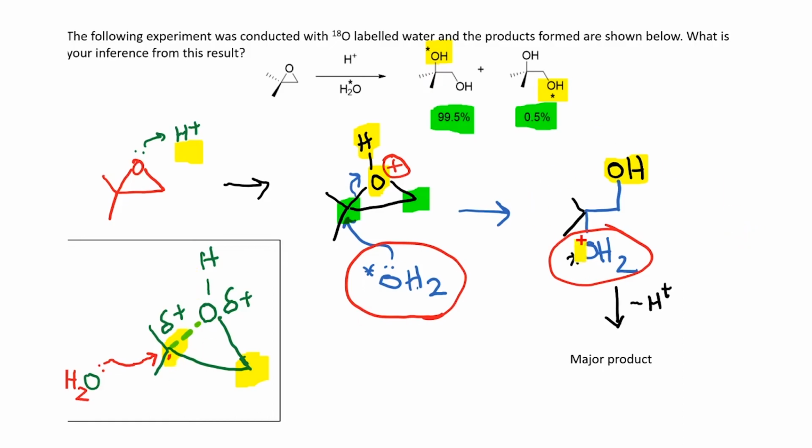That is, once you form this kind of an intermediate, this doesn't close back and kick out water, because if that happens, then this oxygen can also attack here and kick out water, and you will see the label ending up on both the carbons. That is, both of the carbons will have labeled oxygens. So that doesn't seem to happen.